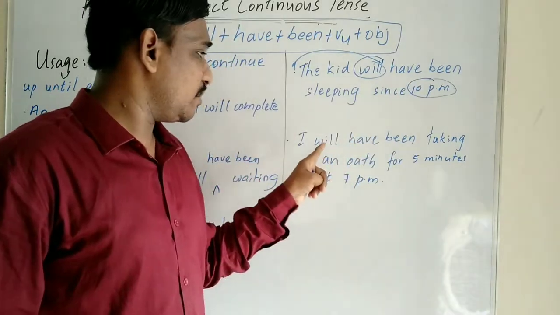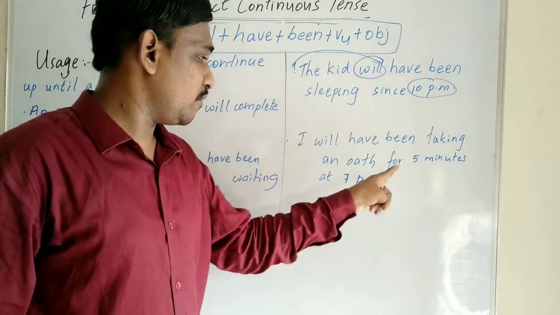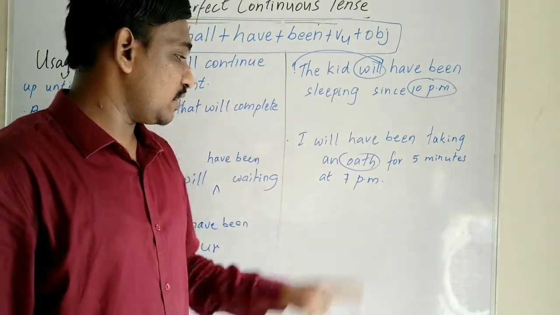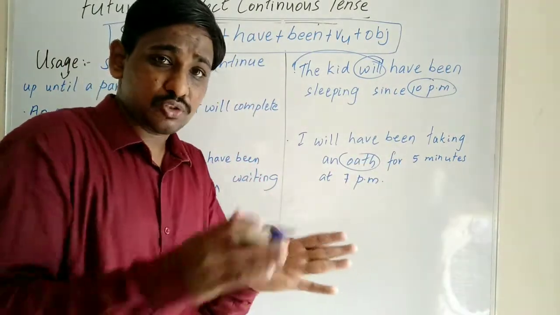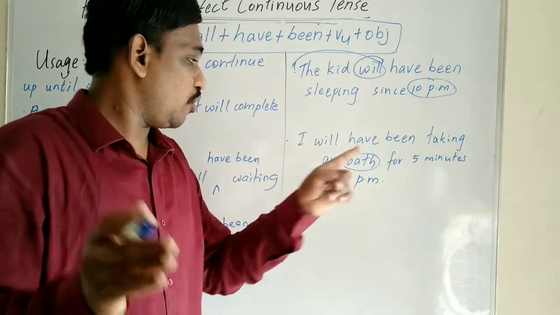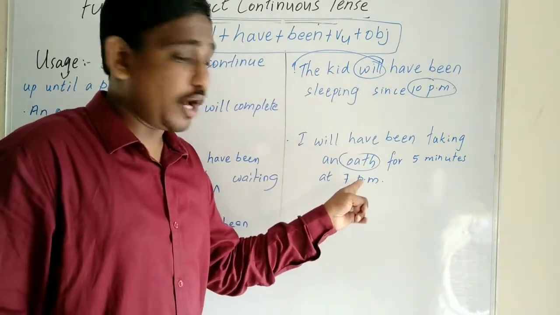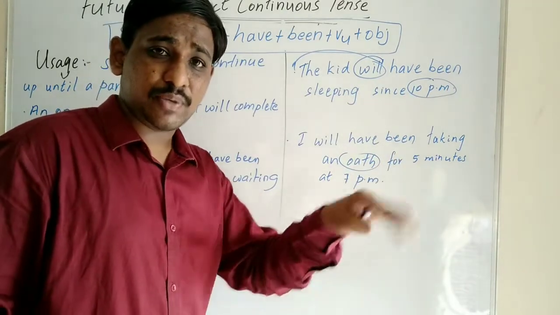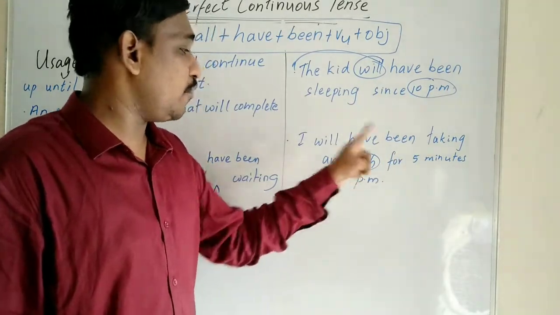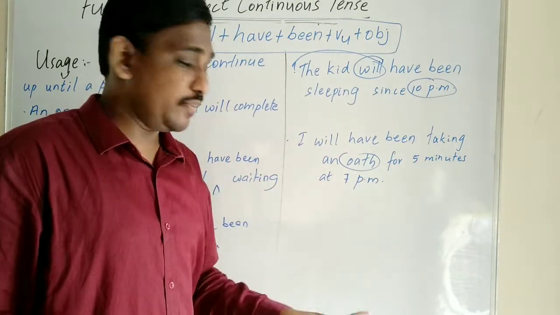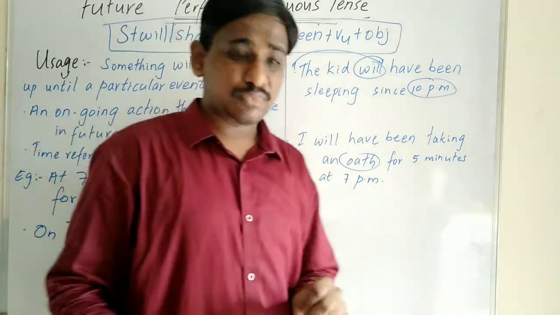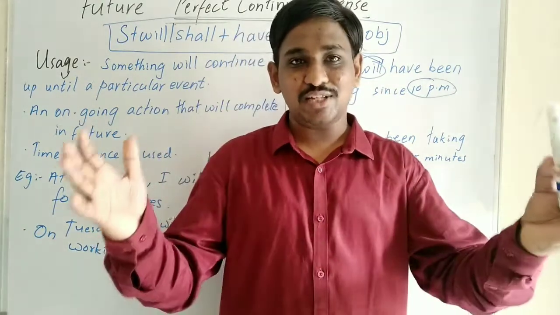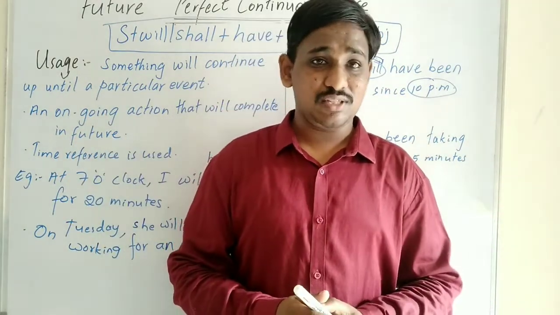So one more example. I will have been taking an oath, a vow or promise, for 5 minutes at 7 p.m. It's not 7 p.m. yet, so there will be a process. When? At 7 p.m. For how many minutes? For 5 minutes. What will be happening? I'll be taking a vow. So I will have been taking an oath for 5 minutes at 7 p.m. So this is future perfect continuous, and congratulations for completing all the tenses.